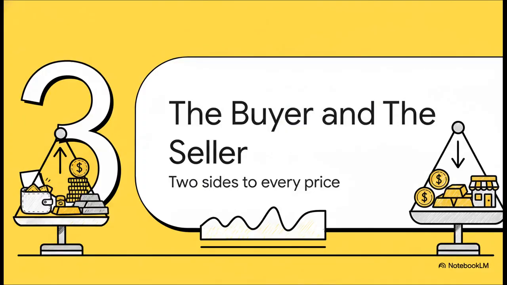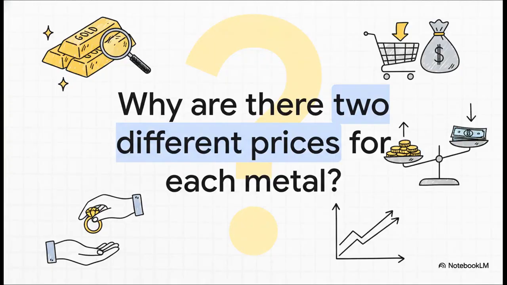Okay, so far so good. But here's where things get a little more interesting. Because if you look closely at that table, you'll notice there isn't just one price listed for each metal. There are actually two. And that's a great question, right? Why on earth would gold have two different prices at the exact same time? Well, it really gets to the heart of how these markets actually work. And the answer is simple. It all depends on whether you're buying or selling.